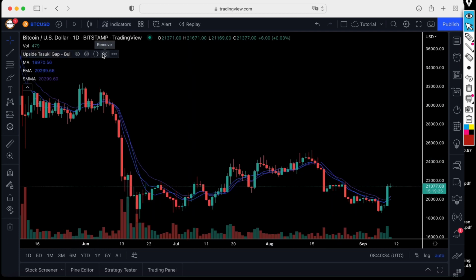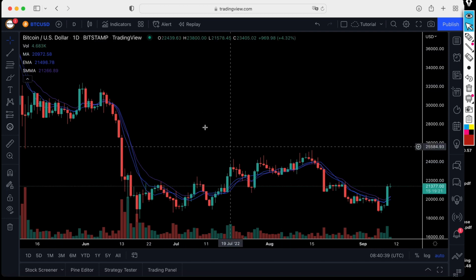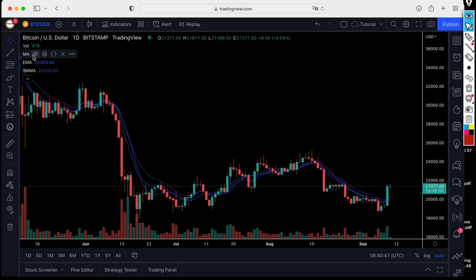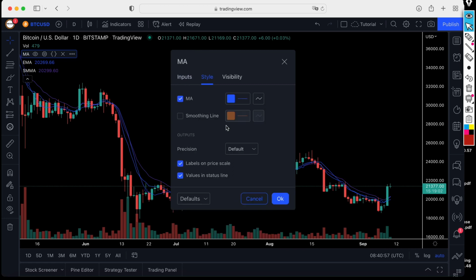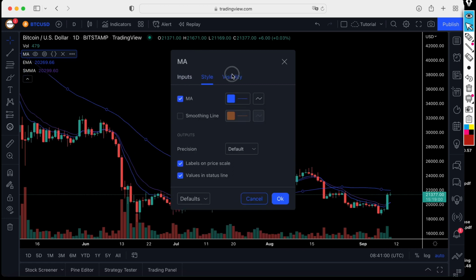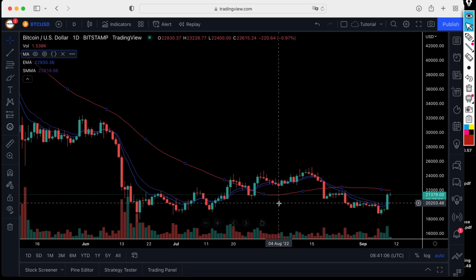Okay, why are we having that upside thing? I'm going to change the color of each. You can see here we've got the simple moving average, the exponential moving average, and the smoothed moving average. When you click on settings, you can change the length. In this case, I want us to use the 50-day, because we're looking at the daily chart. Under style, I'm going to change the color so that you can see the difference. I'm going to make this one red, so that it differs from the other one.